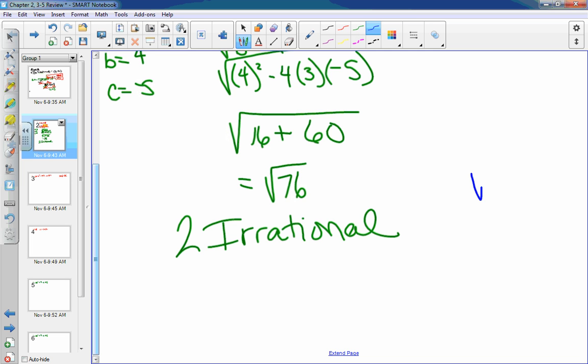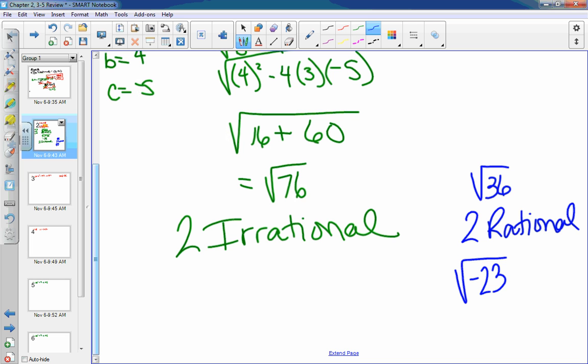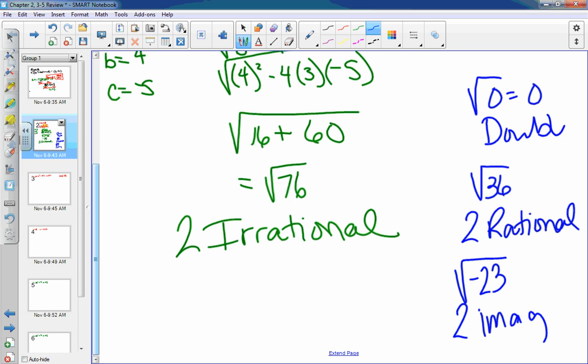What if I would have had the square root of 36? That's a perfect square, which means I'd have 2 rational. What if I'd have had the square root of negative 23? 2 imaginary. What if I had the square root of 0? That's 0, which means I have a double root. Right? Okay? This was all from last year with the quadratic formula that you guys should be using. This is what you're applying whenever we're using the quadratic formula, okay?